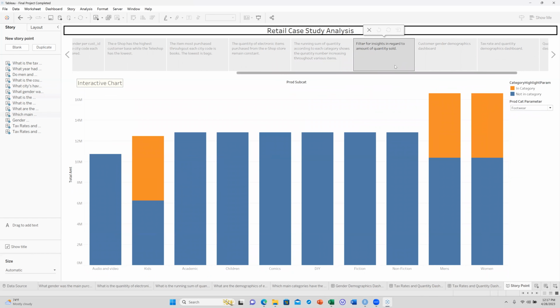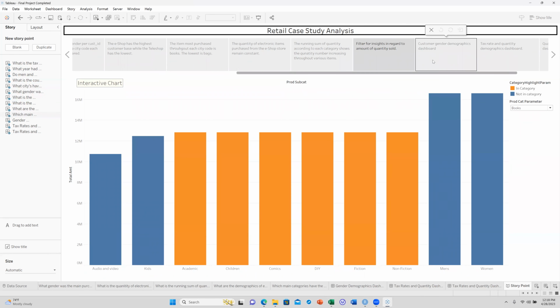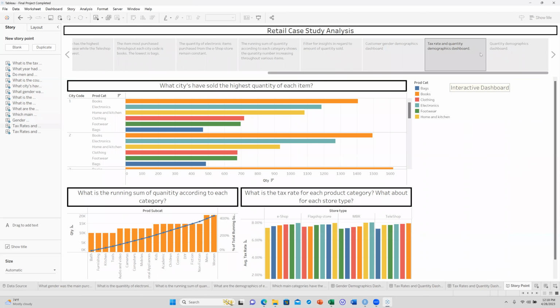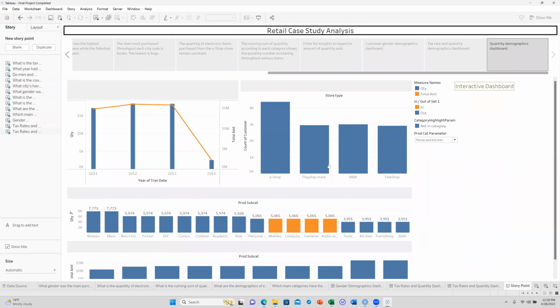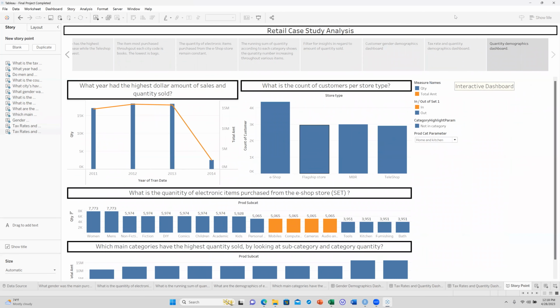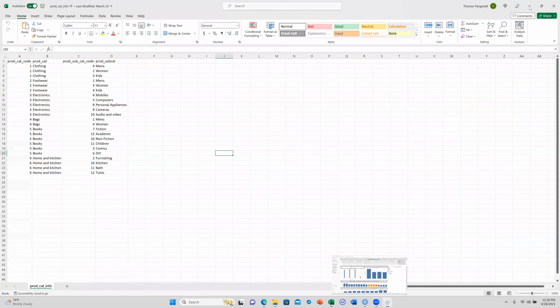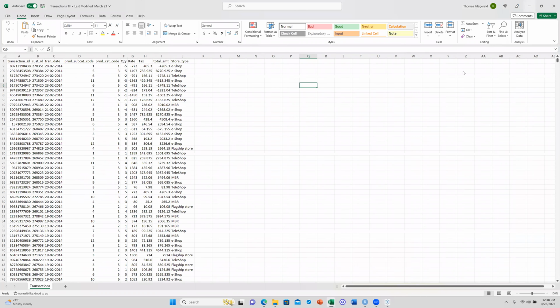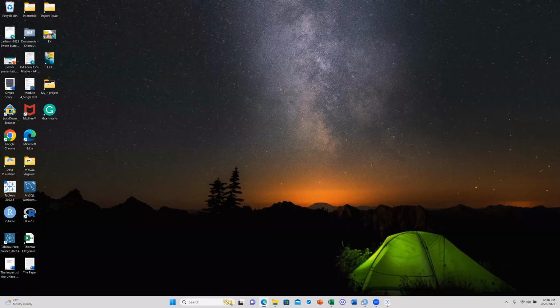This one just says filter in regard to the amount of quantity sold. You can just go ahead and look like that, and then we can filter over here. Customer gender demographics dashboard. I just included this in the story point. I did the same thing with the tax rate and quantity dashboard and the quantity demographics dashboard. So now that you guys have seen a little bit of Tableau, I do want to jump into RStudio and show you the 3 graphs that I did create within RStudio.